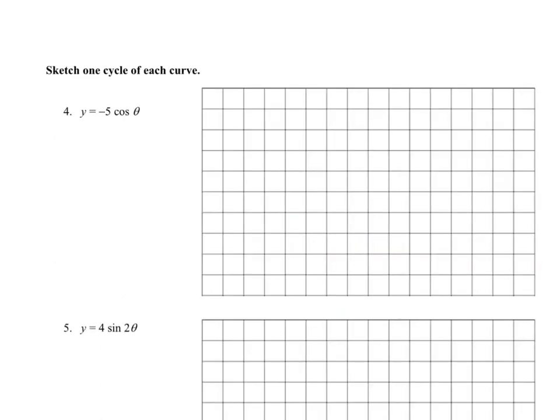Now we're going to graph some sine and cosine functions. The important things to know are the period and the amplitude. So the amplitude is the absolute value of a, or the absolute value of -5, which is 5. The period is 2 pi over b. In this case, b is 1 because there's no number in front of theta, so we're just going to get 2 pi over 1, which is 2 pi.